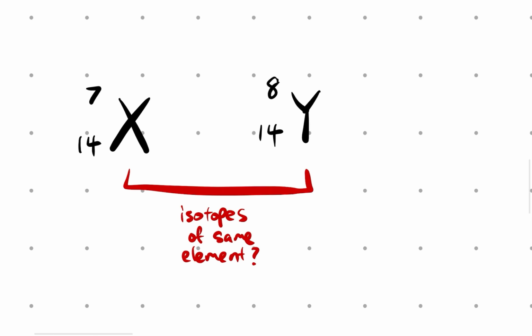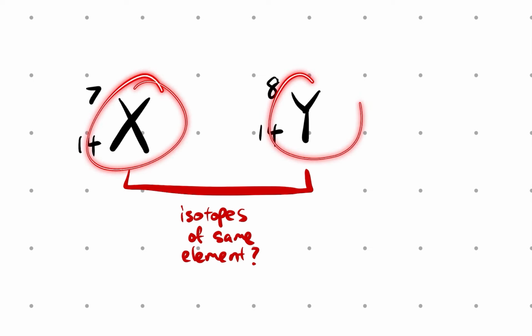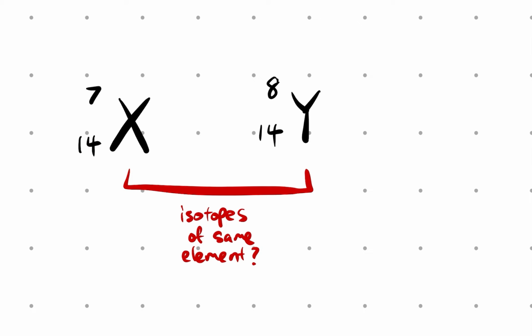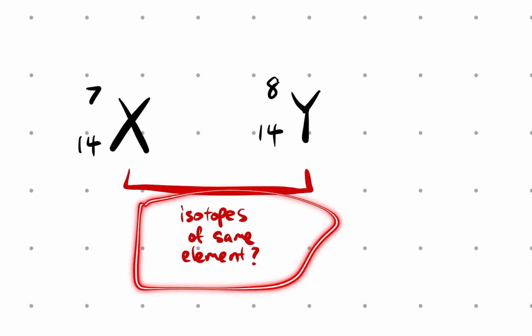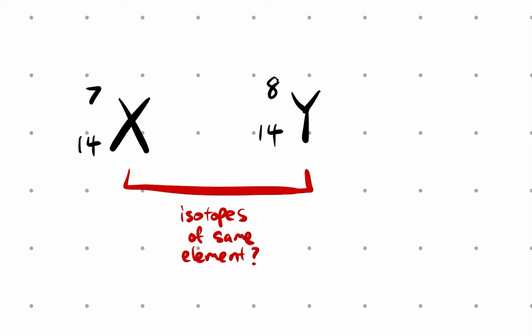Now, let's take a look at this example over here. I have two unknown elements, okay? So let's just call them X and Y. Now I want to find out if they are isotopes of the same element. So first of all, what we can do is to identify the number of protons and number of neutrons they have and compare them. So how do we find the number of neutrons?